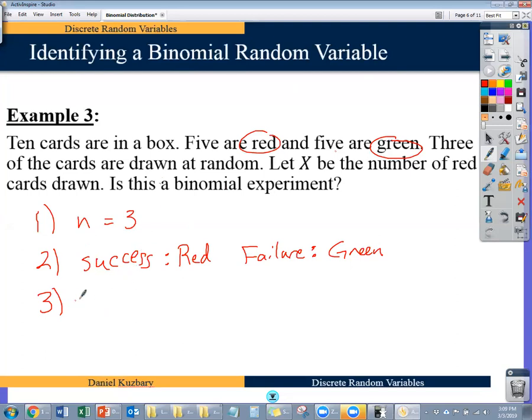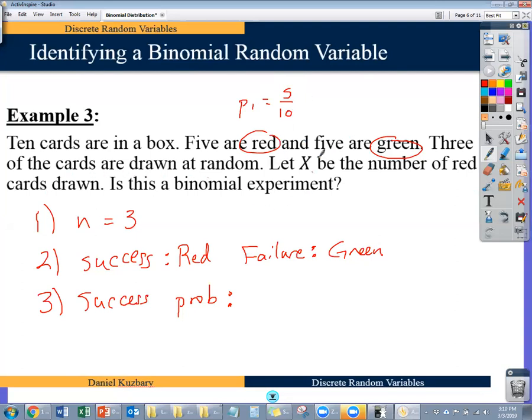Now let's see. Probability of success. I've got 10 cards in a box. My chance of drawing a red card the first time, if there's 5 and 5, is going to be 1/2. 5 out of 10, or 1 over 2. Let me write that as 5 over 10.